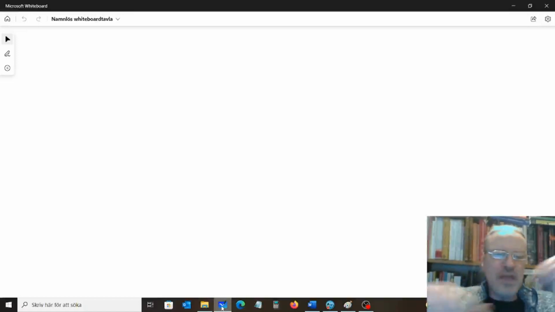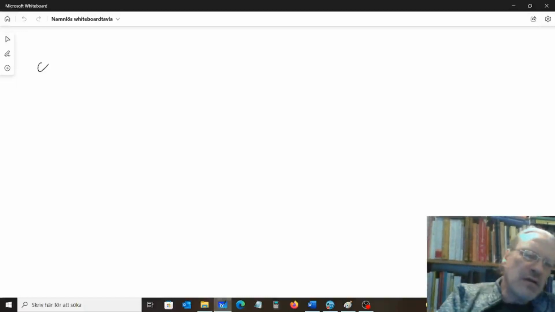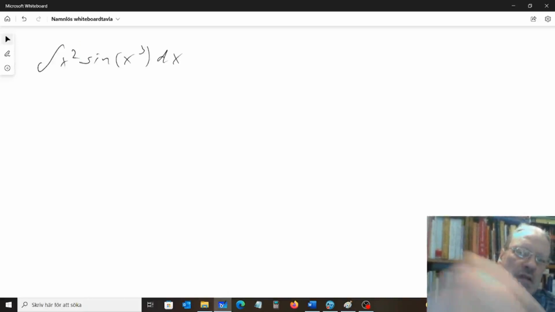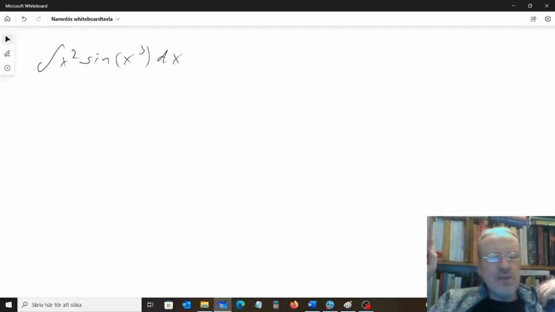Hello, Maurits here again. Let us look at yet another example of integration by substitution. In this case, we will look at the integral of x squared sine x cubed dx. And we start by looking at some part that, if you take the derivative of it, will give us the same thing as a factor of this whole thing.